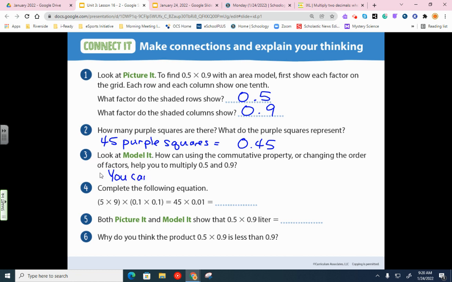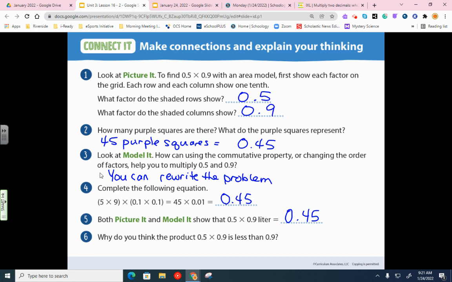You can rewrite the problem. Complete the following equation. We know 45 times 1 hundredth will give us 45 hundredths. Both the picture and model show that 5/10 of 9/10 of a liter equals 45 hundredths. Why do you think the product of 5/10 and 9/10 is less than 9/10?